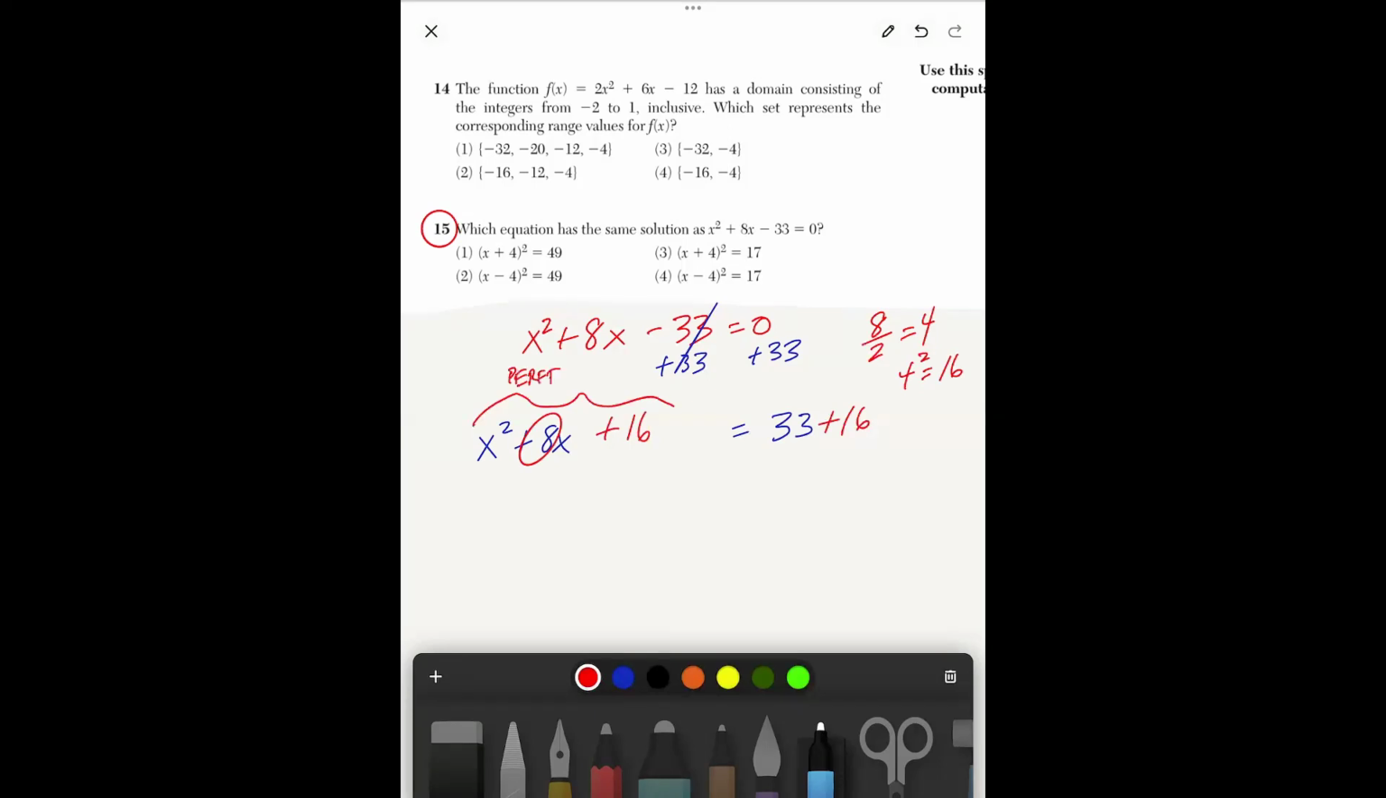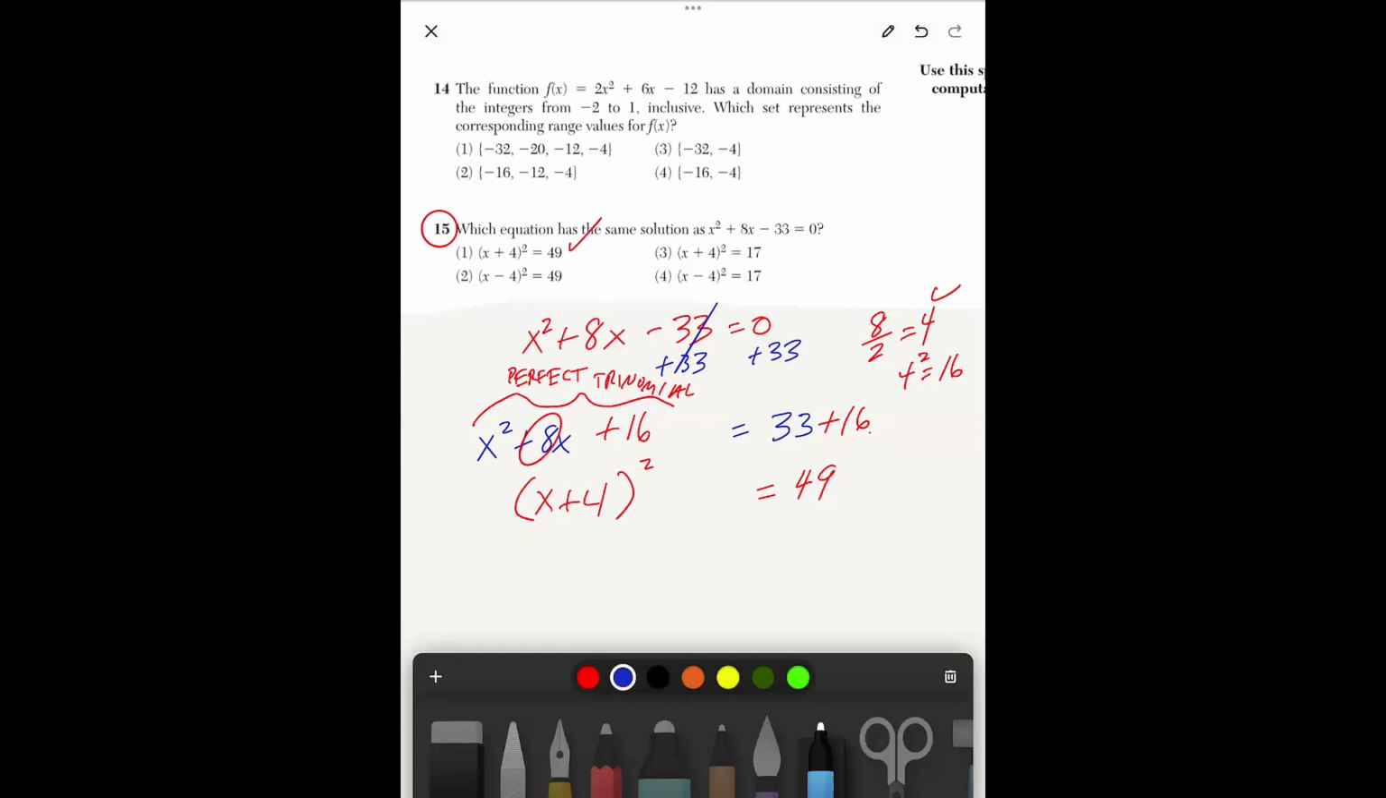The reason that we're doing this is now we can factor it. The way we're going to factor it is x plus 4 squared equals 33 plus 16, which is 49. So the answer for this would be this. Now, I'm going to go ahead and finish this up.